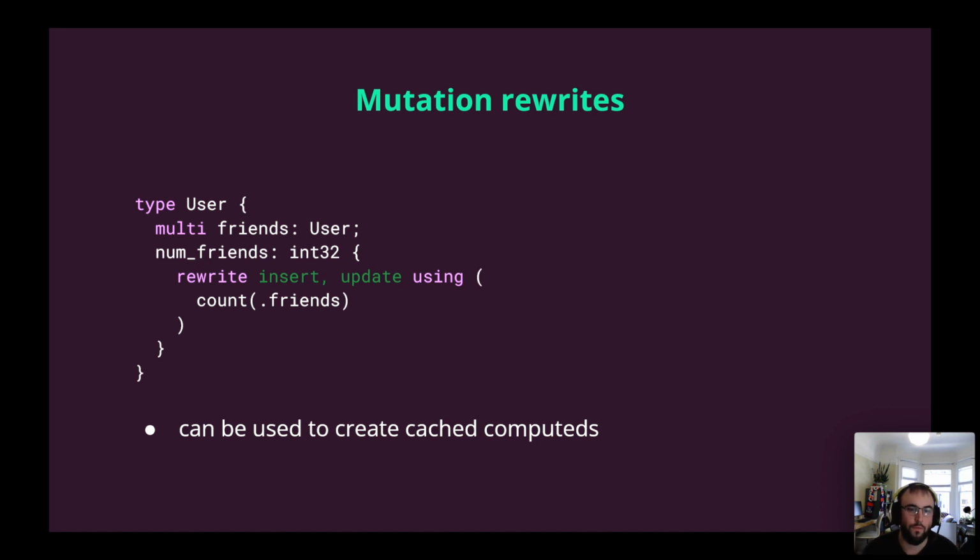Another great use of rewrites are that it can be used to create cached computeds. So for example, maybe a user type has a friends link, and we want to be able to quickly query how many friends they have. Well, counting in database systems can be slow because of underlying concurrency issues. And so we might want to cache that. So here we can automatically make a cached computed. Whenever user is updated, num friends will be updated to store the count. And so it can be accessed easily.